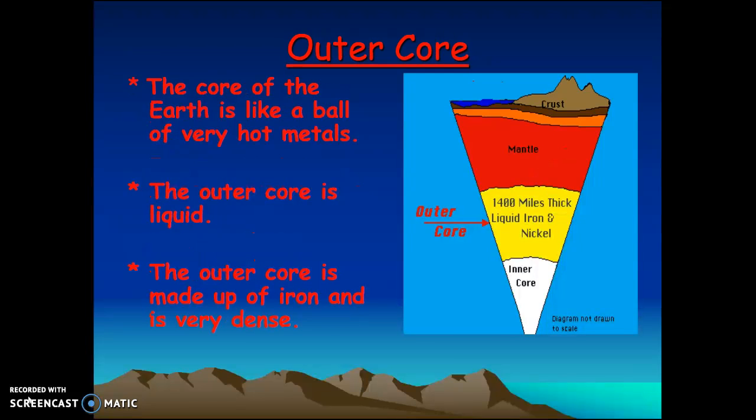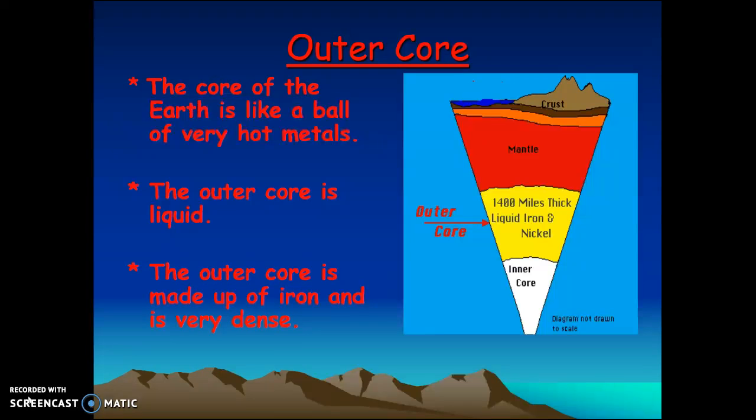The outer core is like a ball. It's very, very hot. And the outer core is going to be liquid. The outer core is made of iron. It's very dense. It's on the outside of the inner core.